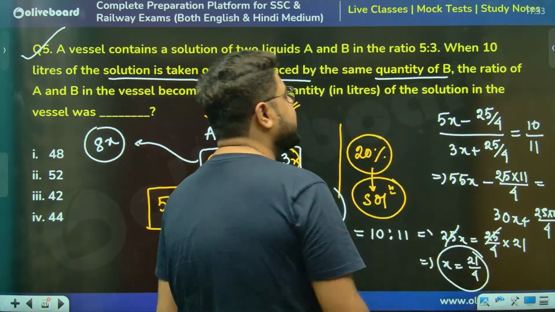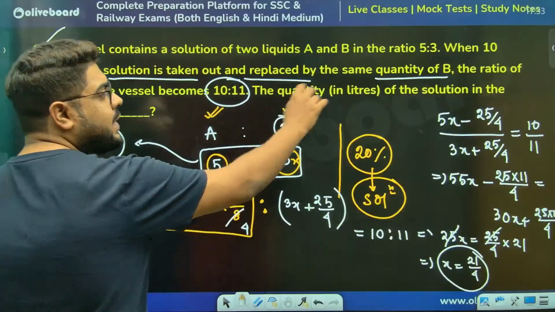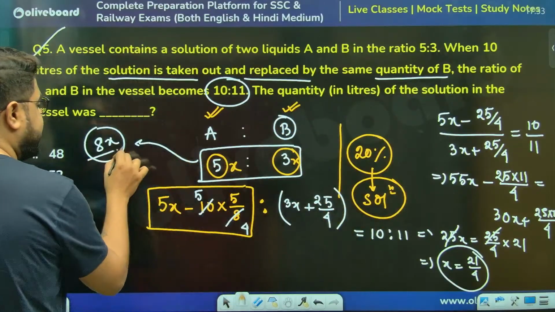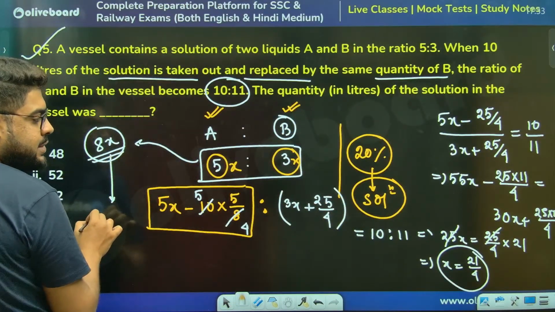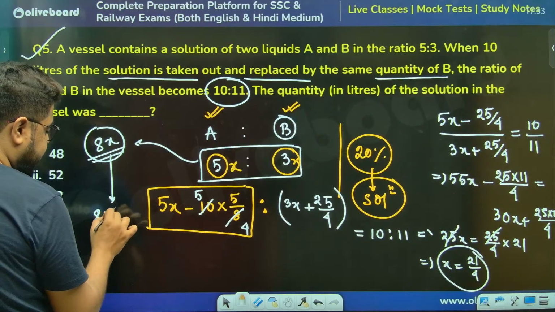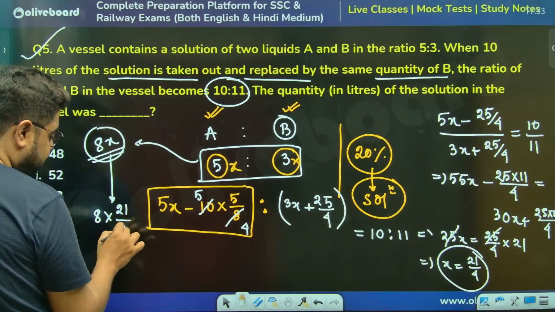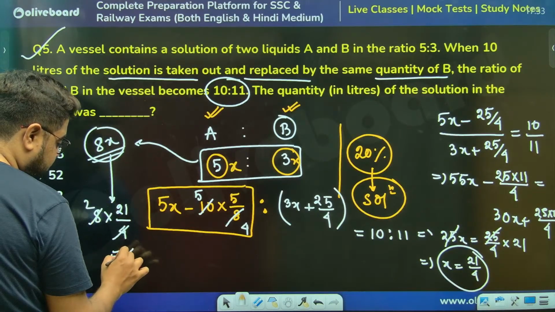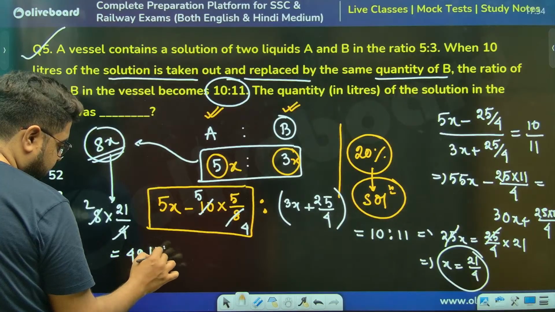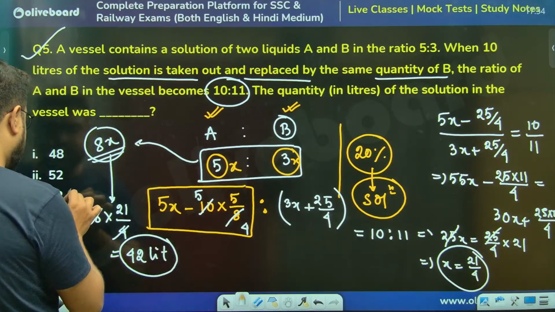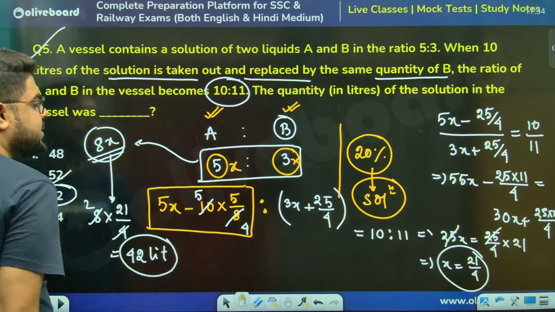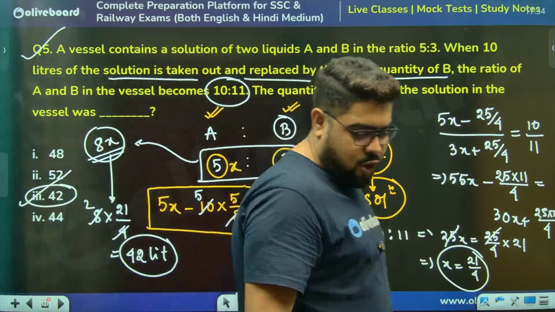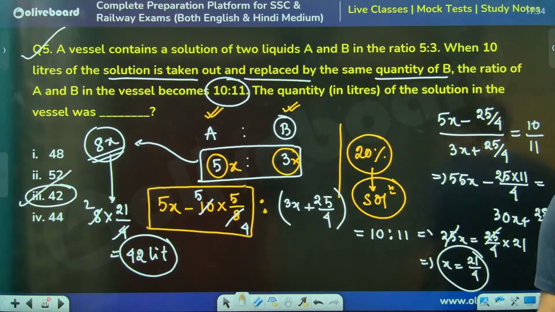Now what are they asking? They're asking the initial quantity of solution. That was the value of 8x. So 8x will be what, sir? 8 times 21 divided by 4. 4 2s are gone. So 42 liters. 42, option C is your correct answer.